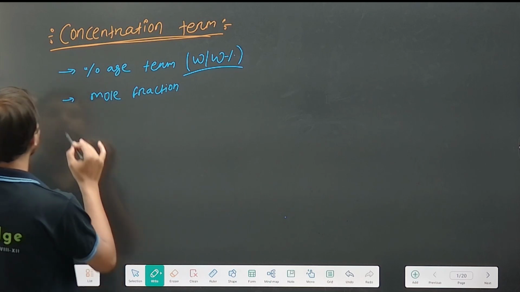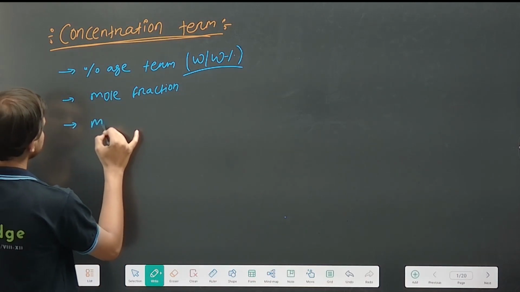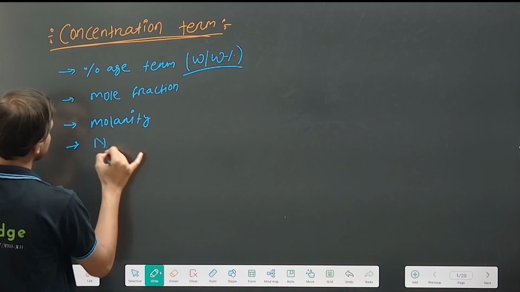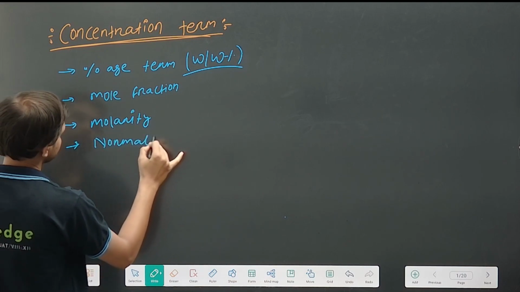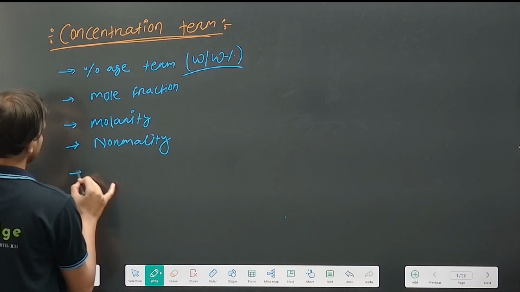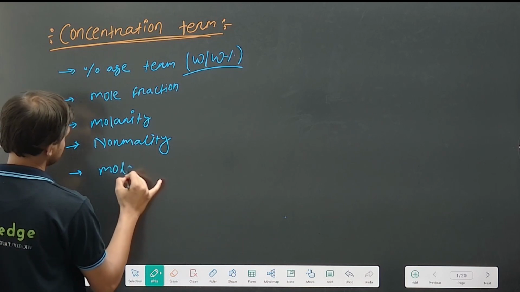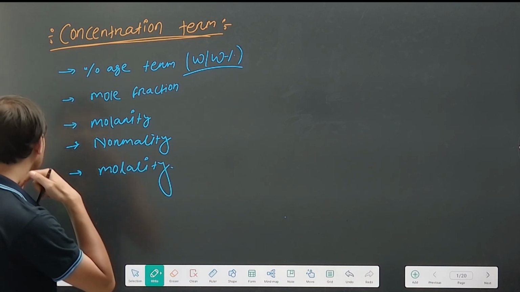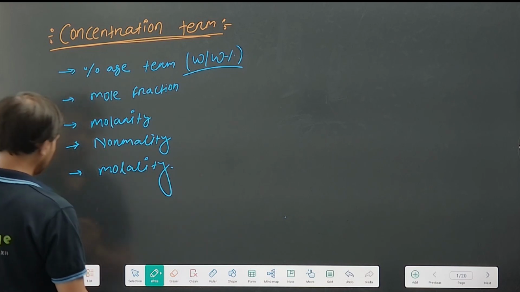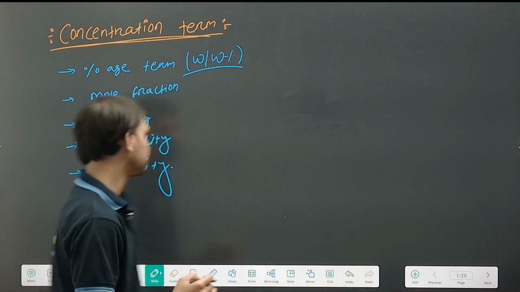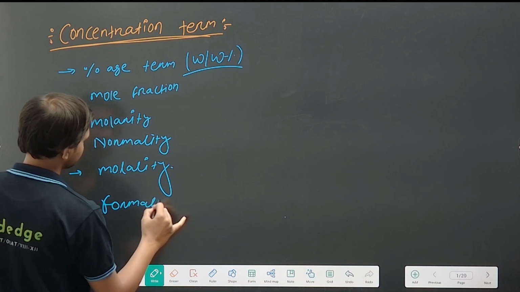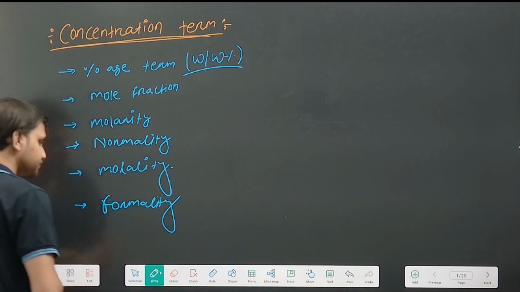Next we will discuss molarity. Next will be normality, and last but not the least, molality. And there is also another term called formality, which is not required in this chapter, but still we will discuss it. So finally we will discuss formality.